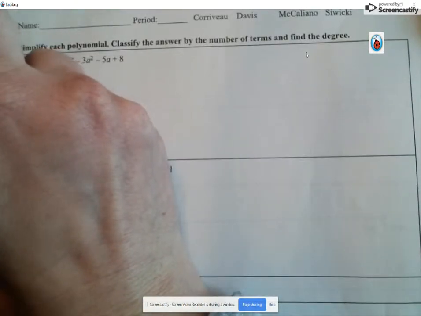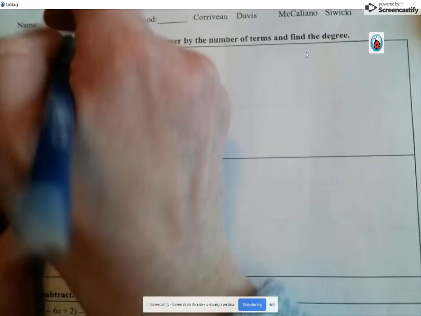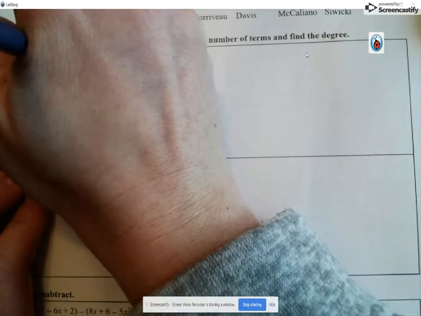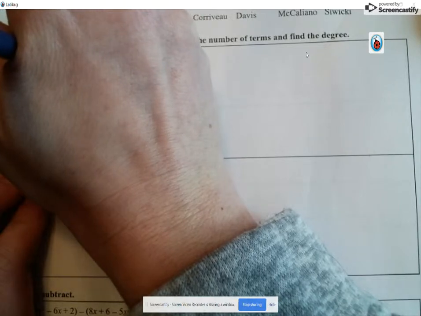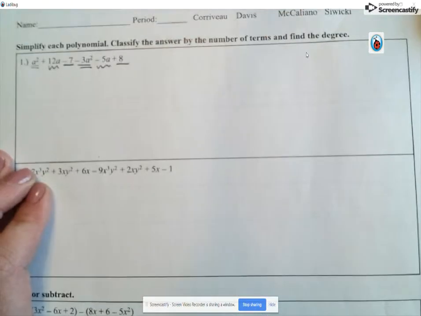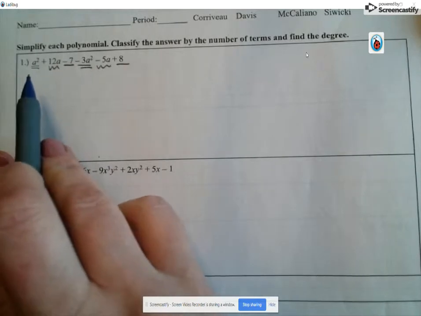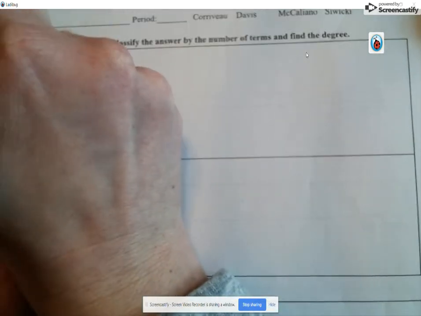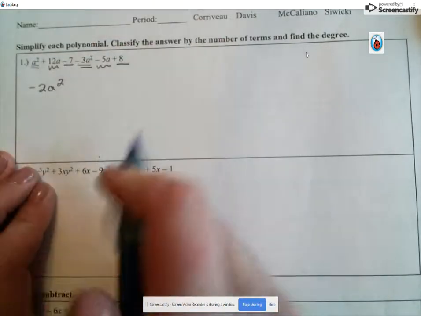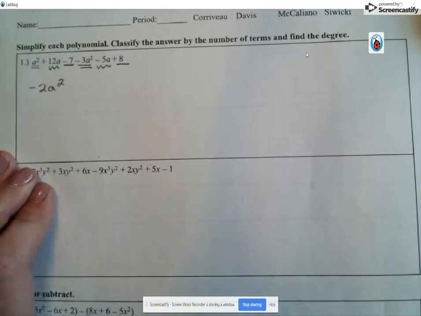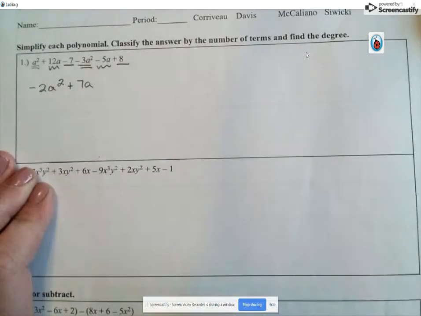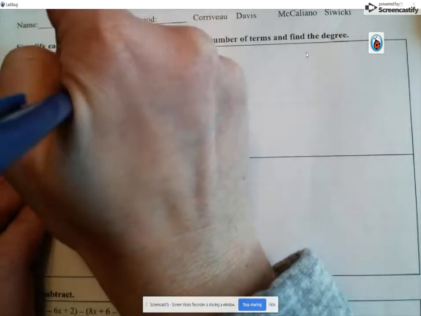So I've got my a squareds here. I've got a's, and then I'll just leave these, I'd underline as my numbers. Okay, so I'm going to combine my like terms. So I have a squared minus 3a squared, so that's going to give me negative 2a squared. I've got 12a minus 5a, so that's 7a plus 7a. And then negative 7 plus 8 would be 1.